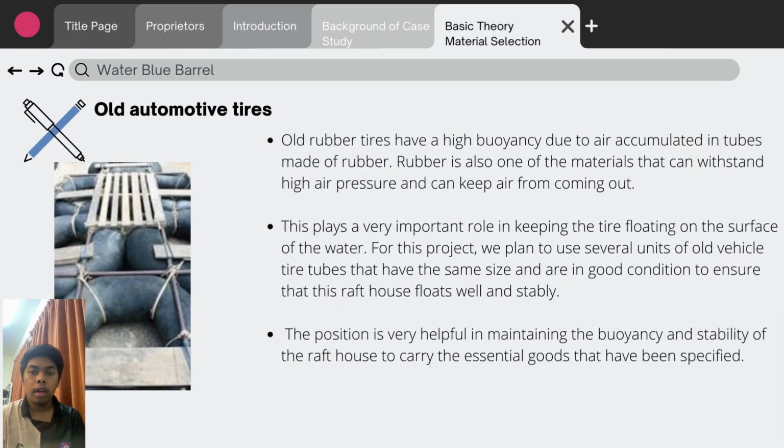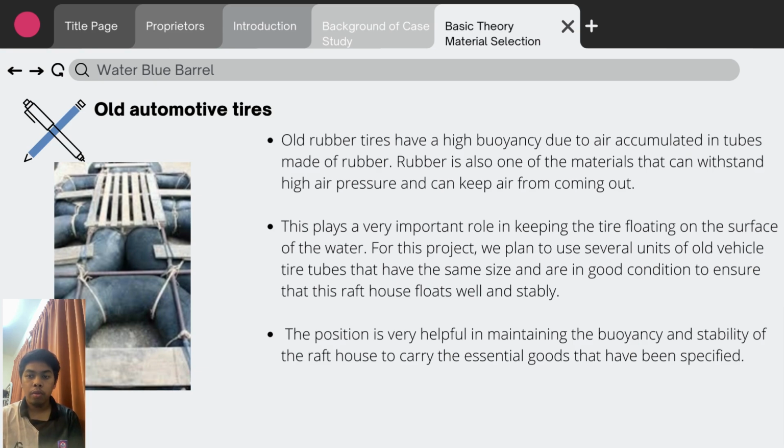Okay, next, all automotive tires. All rubber tires have high buoyancy due to air accumulated in the tube made of rubber. Rubber is also one of the materials that can withstand high air pressure and keep air from coming out. This plays a very important role in keeping the tire floating on the surface of the water.